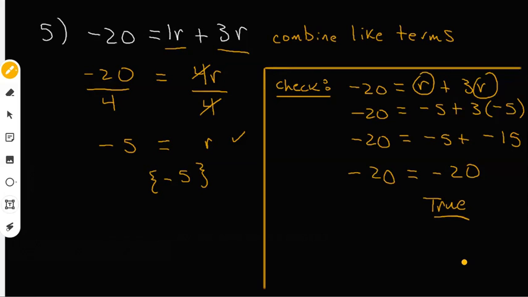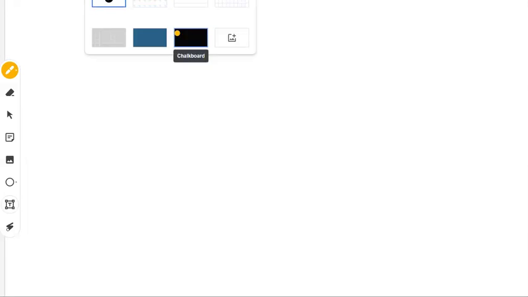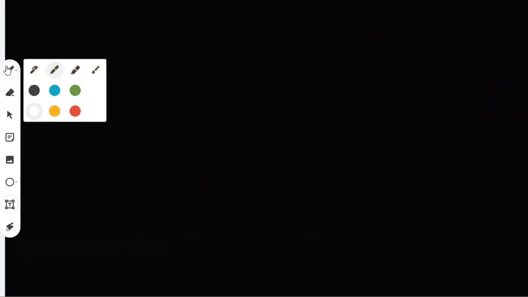So this is one of these where it's actually a one-step equation because you had to divide by 4, but you wouldn't have known it was a one-step equation if you didn't first combine like terms. Let's look at the next one, number 7. This one is a little bit different from the others.